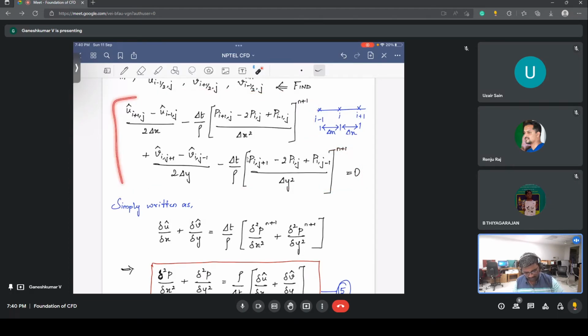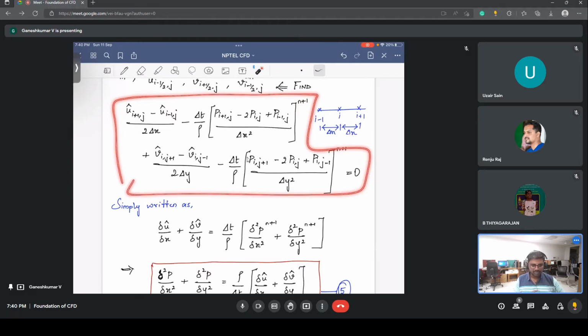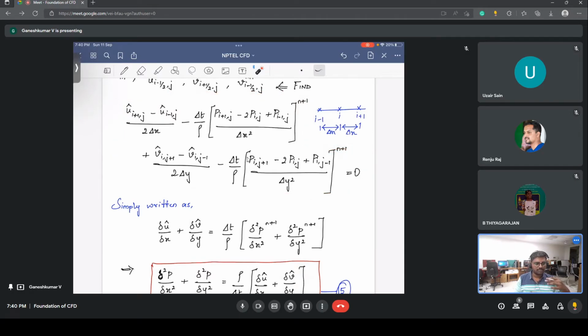But we will just interpret it in some way such that it makes sense, okay? So here we have first derivative of velocity in the u direction and first derivative of velocity in the v direction, and you have del t by rho, and you have del square p by del x square and del square p by del y square. Here I am using del because I am just simply writing the discretized equation, okay?